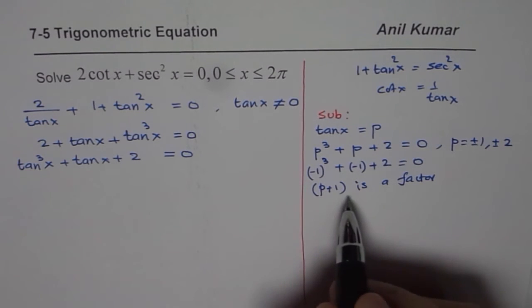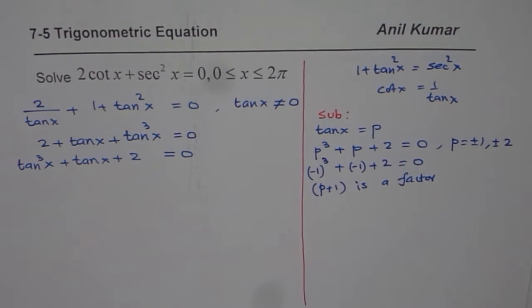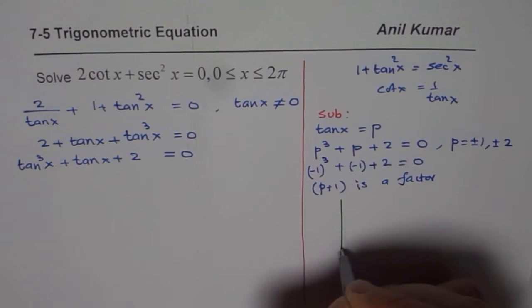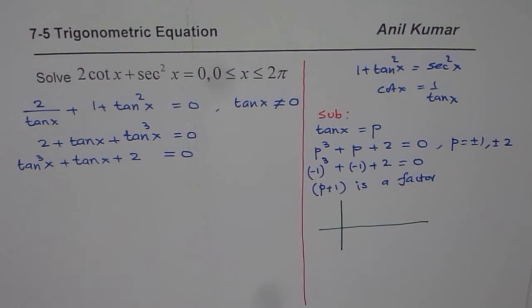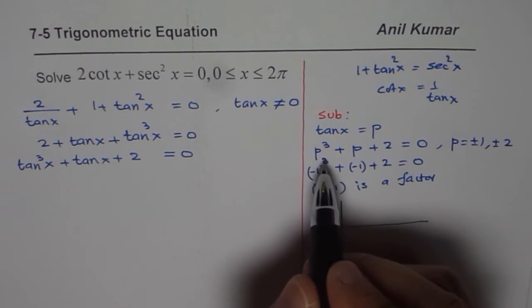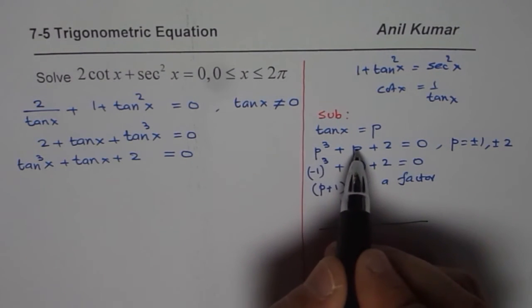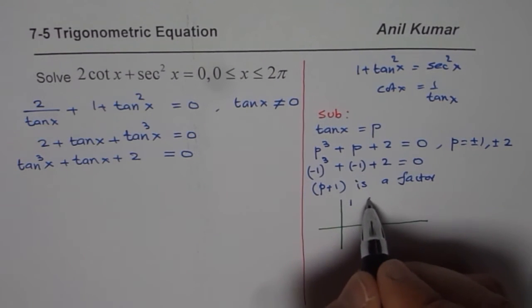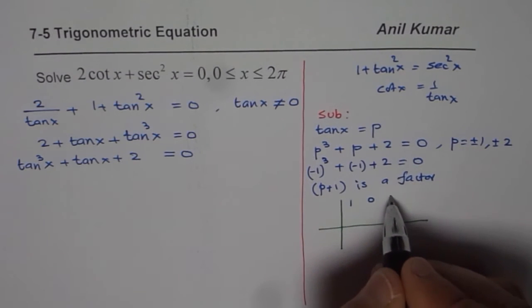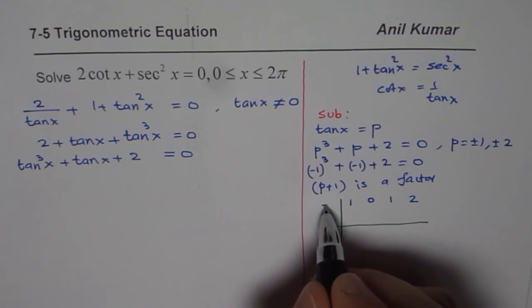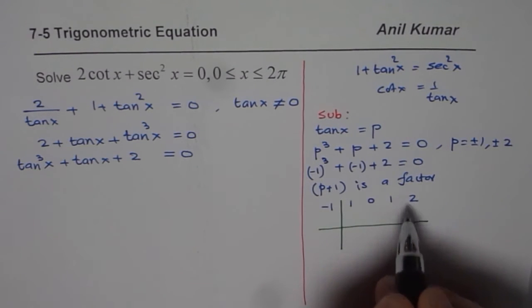Now you could do synthetic division or long division. Let me do synthetic division, as it takes a smaller space. In synthetic division, what we do is we write down all the coefficients. Now p square coefficient is missing, so we'll write 0 for that, 1 for this, and then 2, right? So these are the coefficients, and we'll divide by minus 1, because minus 1 makes it 0.